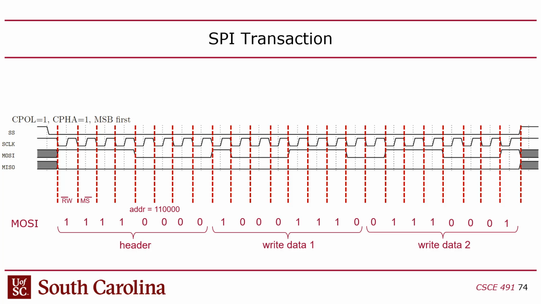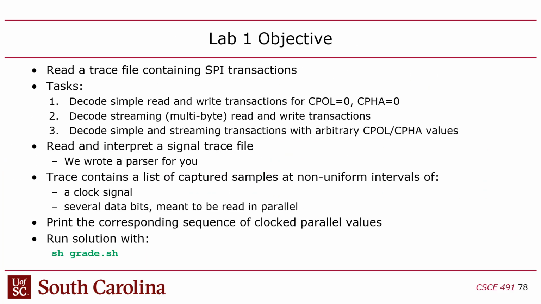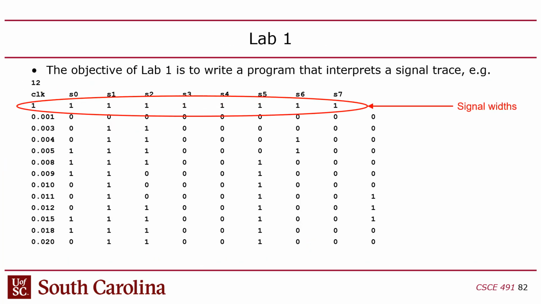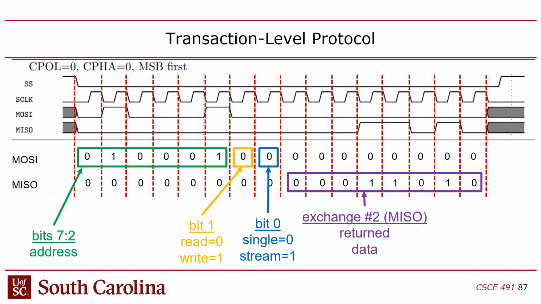So again, this is a protocol that's defined by the application. If you're going to do streaming, there are different ways to do that depending on how it's implemented. In this case, I have the multiple and single bit in bit 6 of the header. But we do it differently in lab 1. In lab 1, we have a protocol that's a little different. We have our address bits in the upper bits, bits 7 down to 2, our read or write bit is bit 1, and our single and stream bit is bit 0.